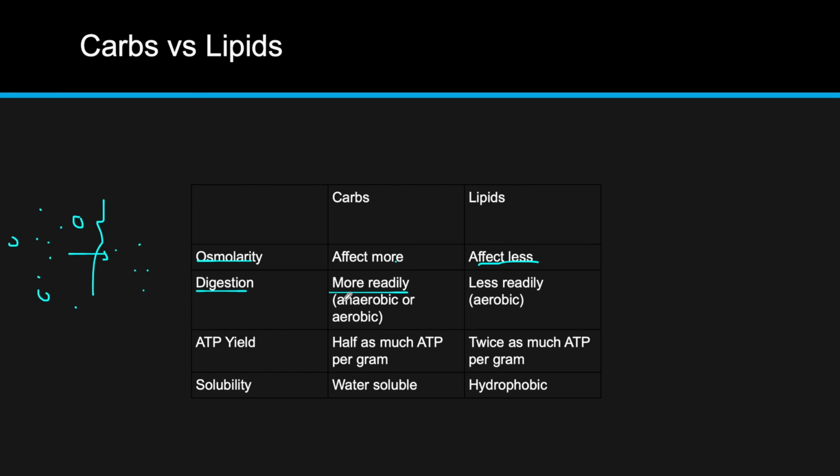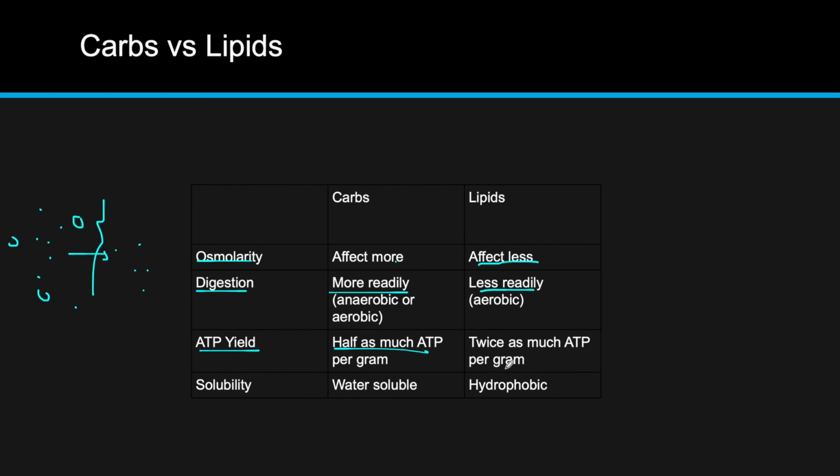It's going to be in a form that's really easy to use. While if you have lipids, think fats. Not so much fats like you eat, but fats inside your body. You're going to have to go into reserves and break it down. ATP yield: you get twice as much ATP per gram for lipids.